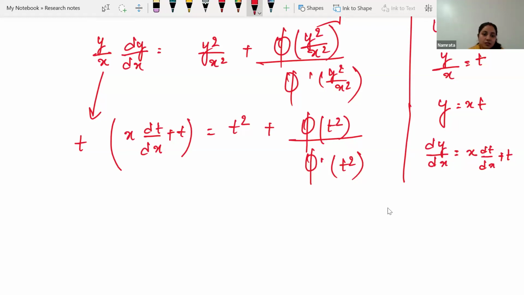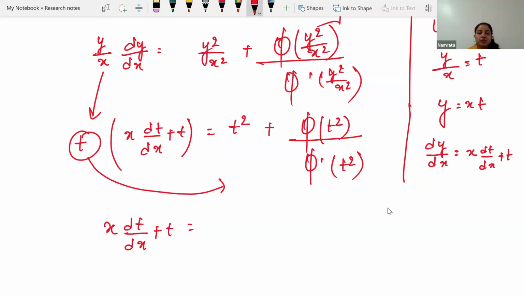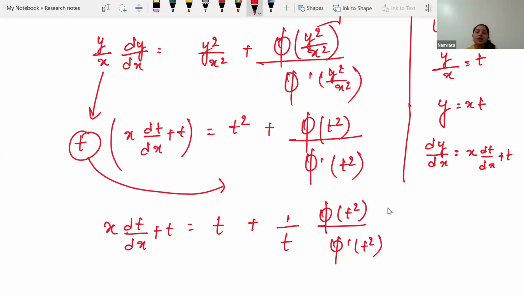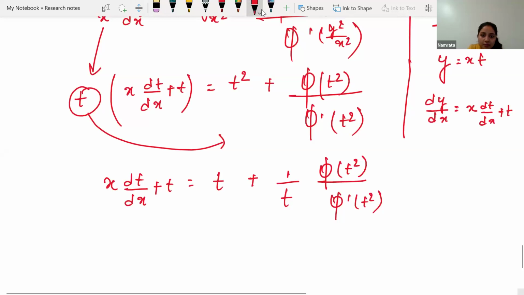Let's see what can be done after that. This t, if we send it to the other side, we will have x dt dx plus t is equal to t square by t. This t will go over here and be in division with the first term and the second term. So t square by t will be only t. Here we will have 1 by t, 1 by t phi of t square over phi dash of t square. This is what we have in hand for now. Now can you see these two are exactly the same term, so we can cancel this one and this one.